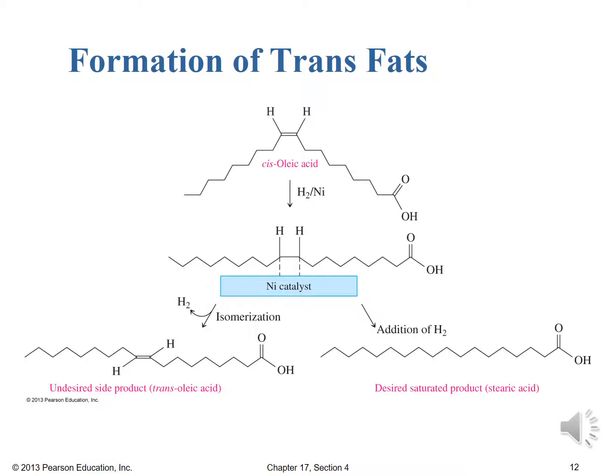Okay, so we see here a cis oleic acid being hydrogenated on a nickel catalyst. So the successful hydrogenation should give rise to a saturated product, a stearic acid from the oleic acid. Unfortunately, some of the time, the nickel catalyst doesn't allow for hydrogenation to occur, but instead catalyzes the isomerization of the cis oleic acid into the trans oleic acid. So the undesirable product that just will occur in some amount in addition to the desired saturated product.